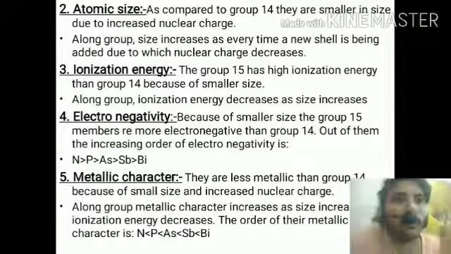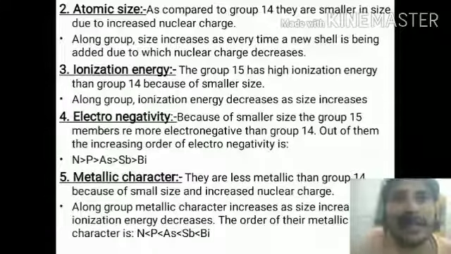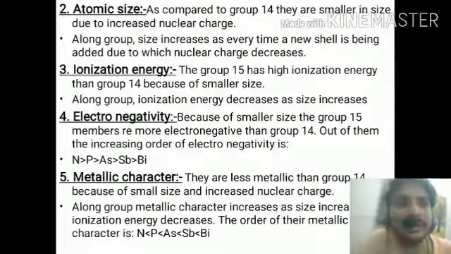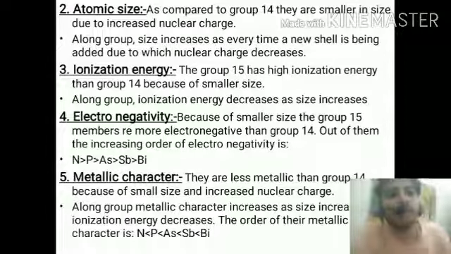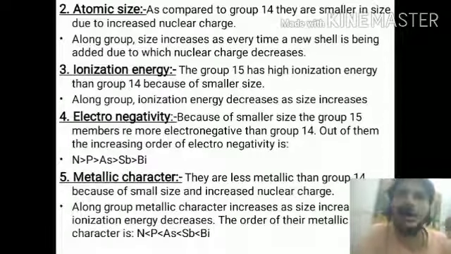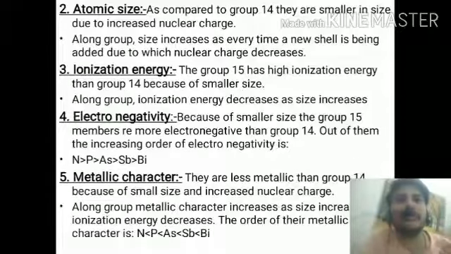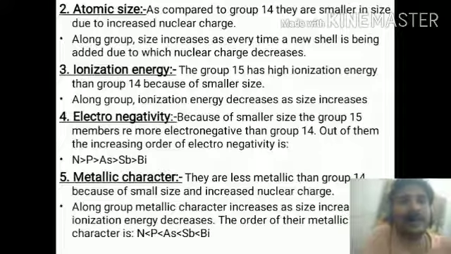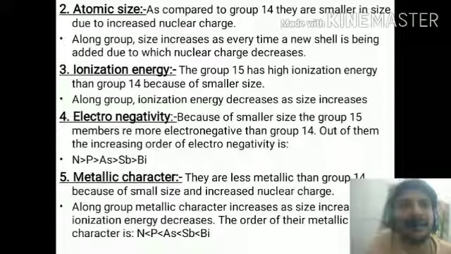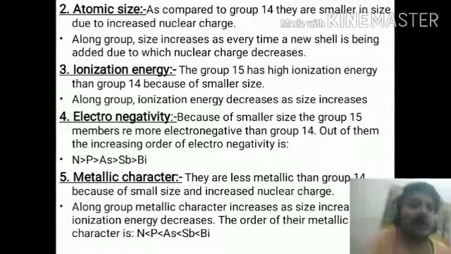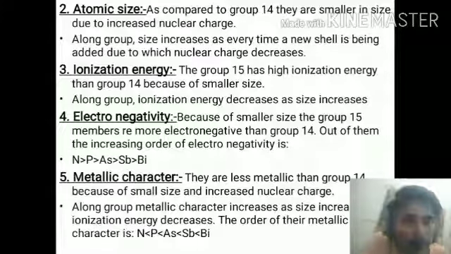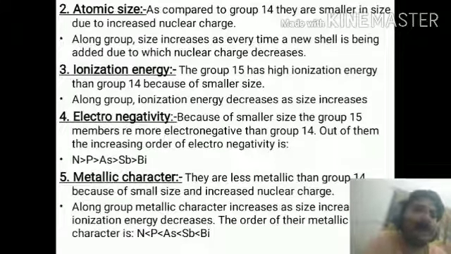If you move from top to bottom, the number of shells increases, that's why atomic size increases. If you move from left to right, the number of shells is not increasing but the number of electrons is increasing, that's why effective nuclear charge, ENC, increases and size decreases. So we can say that when we move from left to right, atomic size decreases, but when we move from top to bottom, atomic size increases.